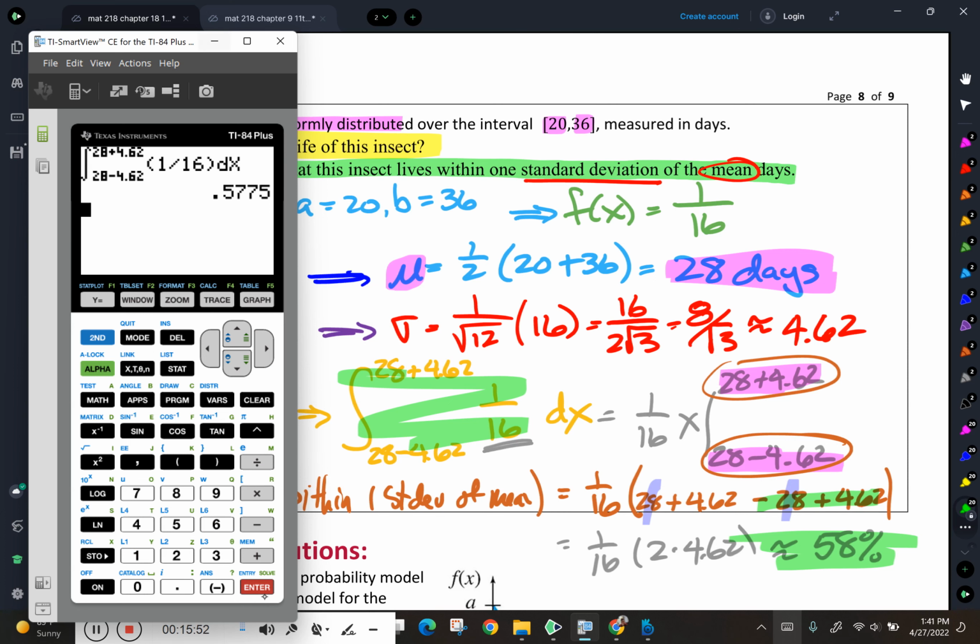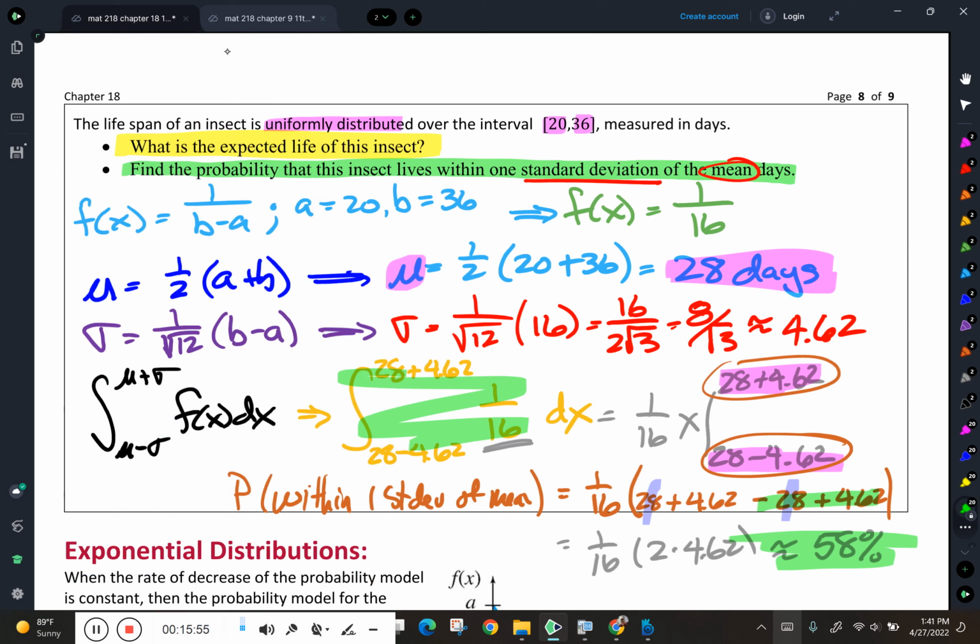All right. We're at 15 minutes, so I'm going to stop right there. When I come back, I'll do the second part of this video, which will deal with the other special probability model, that is the exponential distribution. All right, see you back here for part 2.